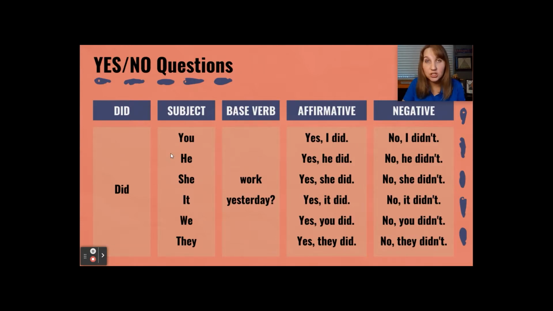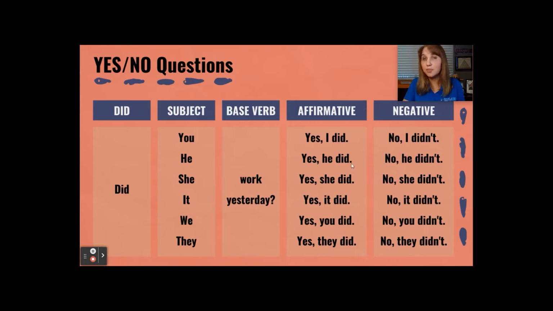In order to make a question, we start with the additional verb did. Then we have our subject. We use our base verb. And we will look at how we form the affirmative and negative answers. It's very important to remember that the verb is used in its base form. You don't say worked anymore. And why don't you say worked? Because we already have did. We already have the additional verb that indicates the past simple form.